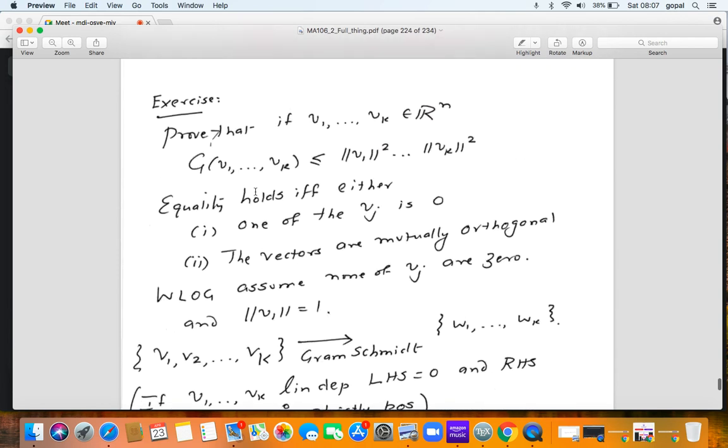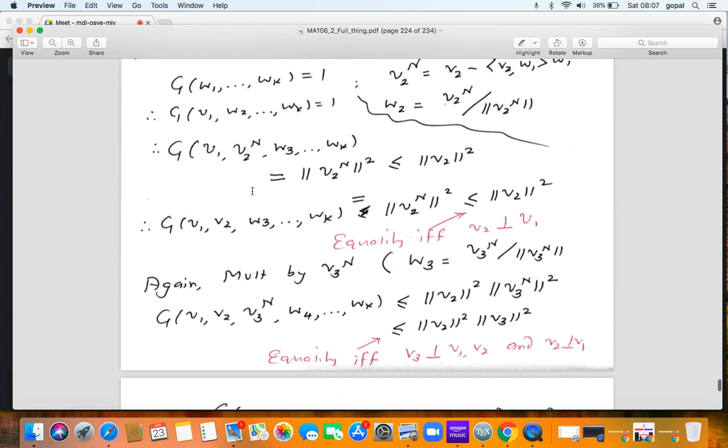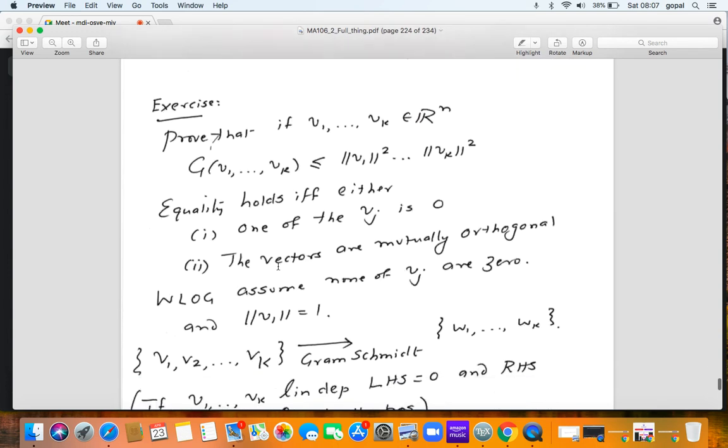Geometrically, the Gramian, I said this several times, is the volume of the parallelepiped given by these k vectors. And when will the volume of the parallelepiped equal the product of the lengths of the sides? If and only if the parallelepiped is a rectangular box. That's the geometrical meaning of this exercise.